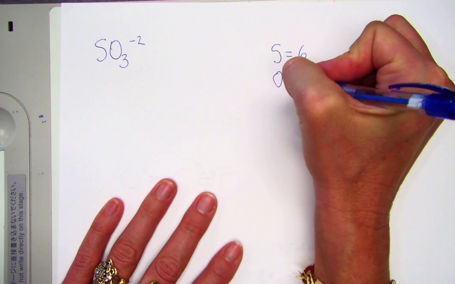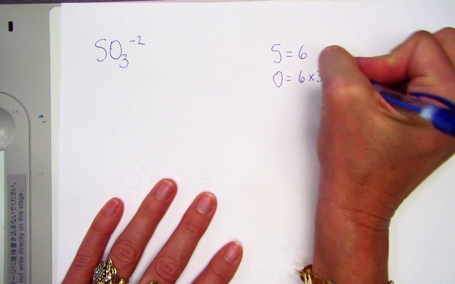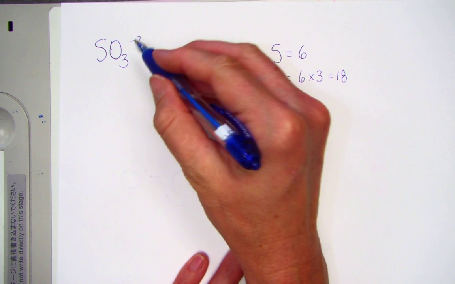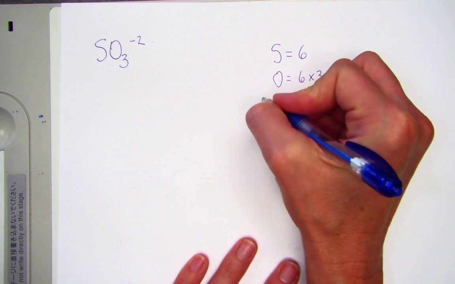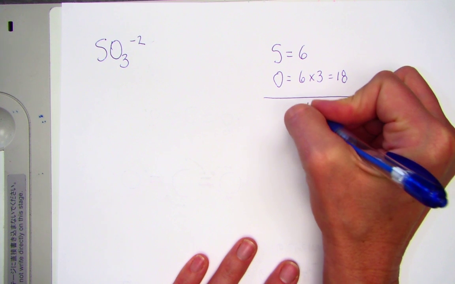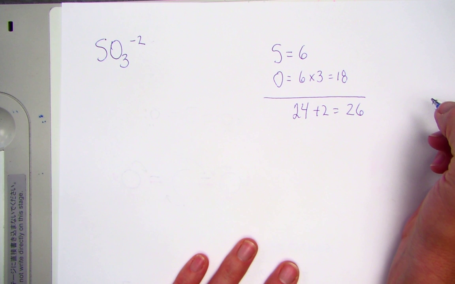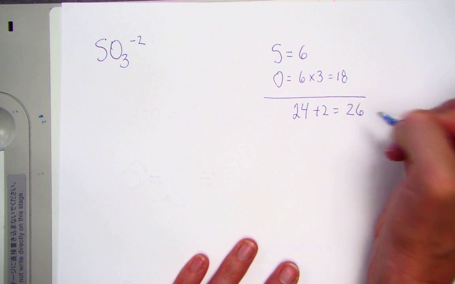Oxygen also lives in group 6A. There's 3 of them there, so that's 18 more. We get to add 2 extra electrons because of the minus 2 charge, so add in 2 more. So right now, we have 26 electrons to place. Sulfite carrying a minus 2, those extra 2 dots.